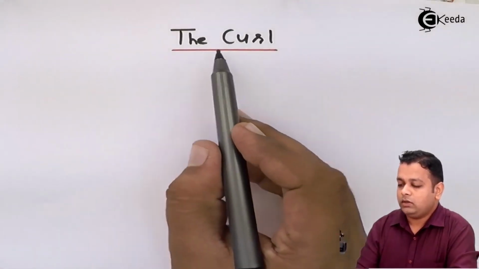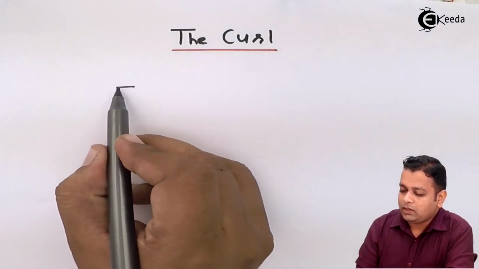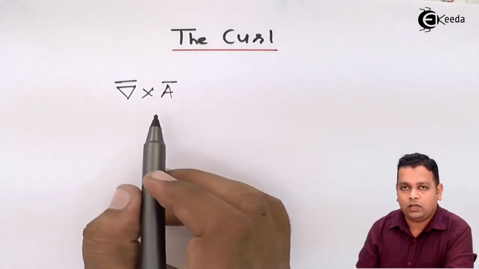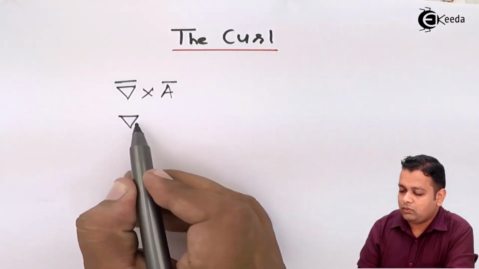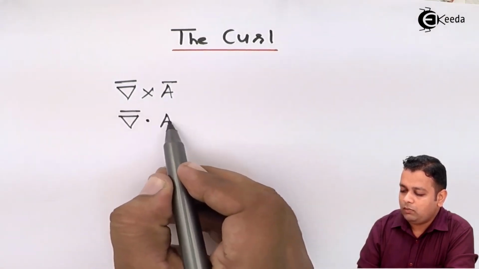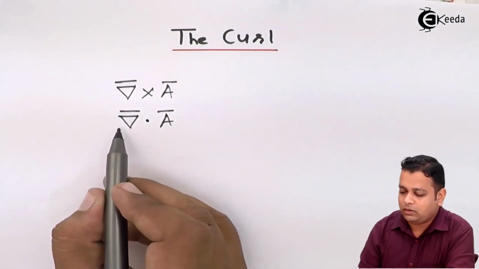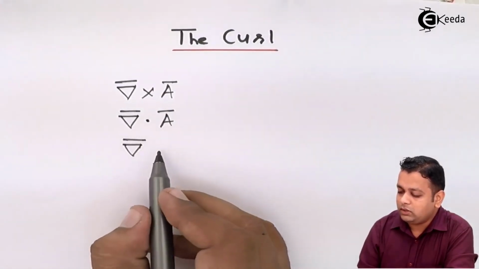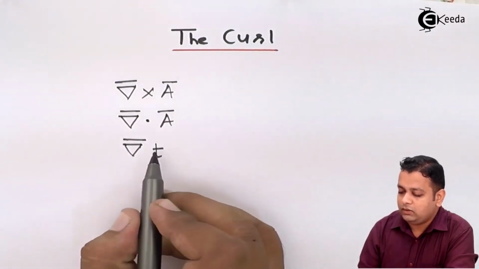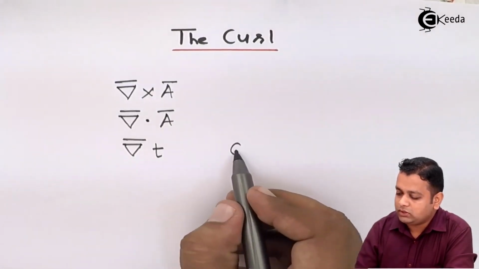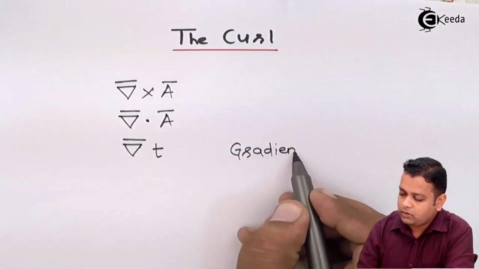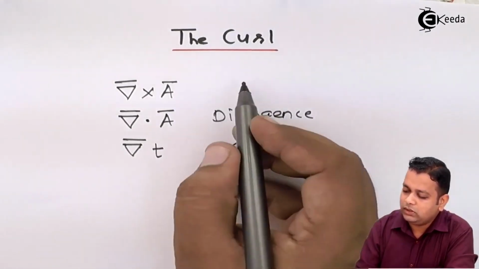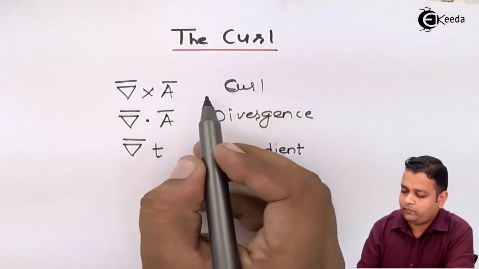The term curl is mathematically represented as del bar cross of any vector A bar. The representation for divergence had a dot between the vector A and the del operator. For gradient, there was no dot or cross between the scalar T and the del operator. So this was gradient, this was divergence and this is curl.